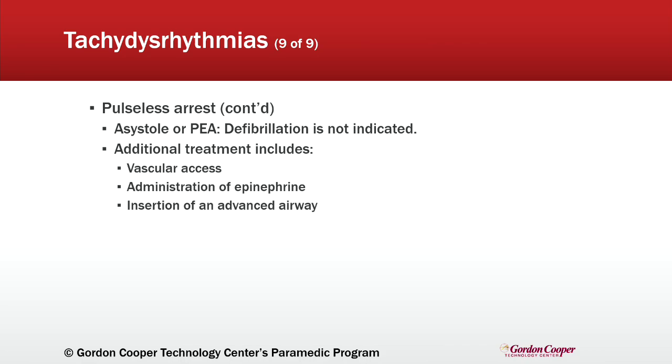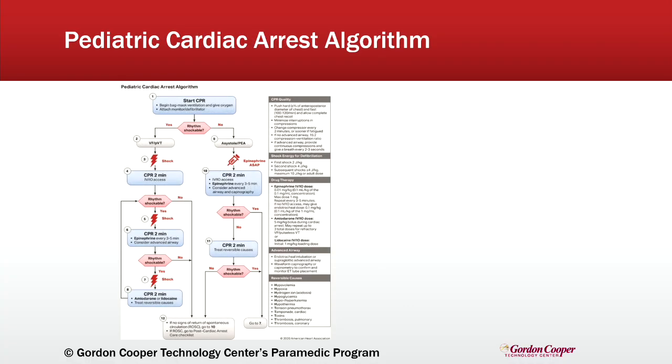Asystole and PEA, defibrillation is not needed. Additional treatment is going to be to start an IV, administer epinephrine, and consider inserting an advanced airway. After giving the medication, of course, we're going to perform 5 cycles of CPR before reassessing that rhythm. If asystole or PEA continues, we're going to continue with CPR and administer additional epinephrine.